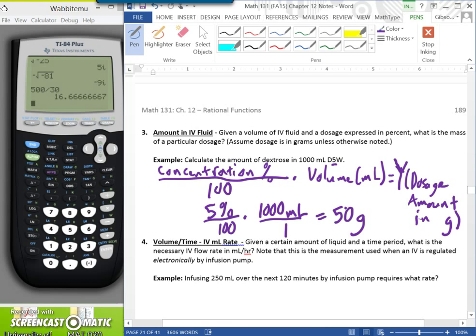Are there any questions? So how does the milliliters cancel out? Well, actually it tells you here, whatever answer you get from multiplying this out is automatically in grams. Okay.